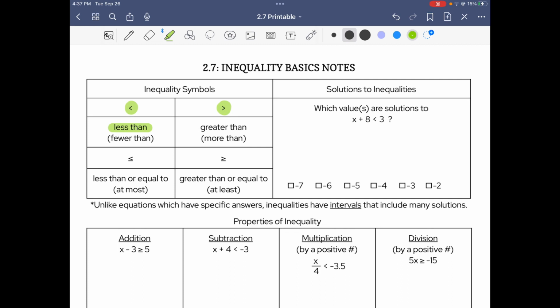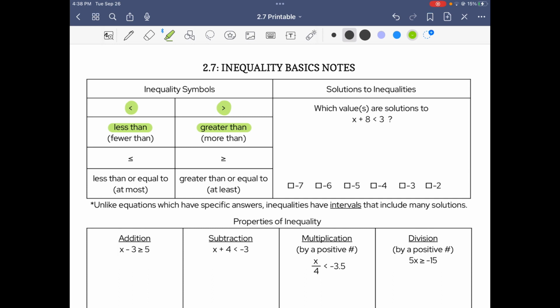If it's on the right, it's trying to say that the one that's smaller is on the right, which means the first number is greater than the other one. So pointing end on the left means less than. They both start with L. And if the pointy end is on the right, that's greater than.